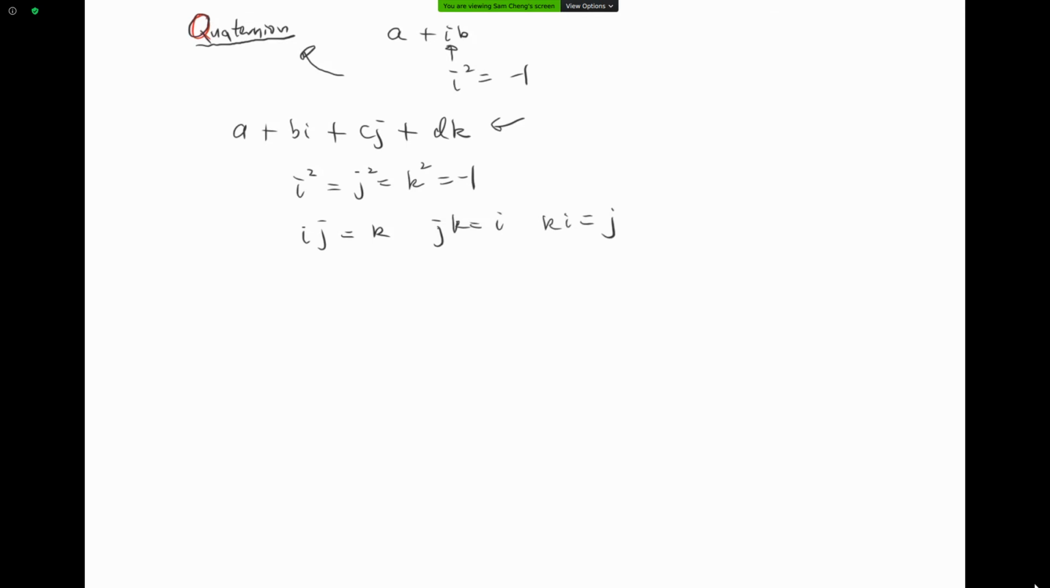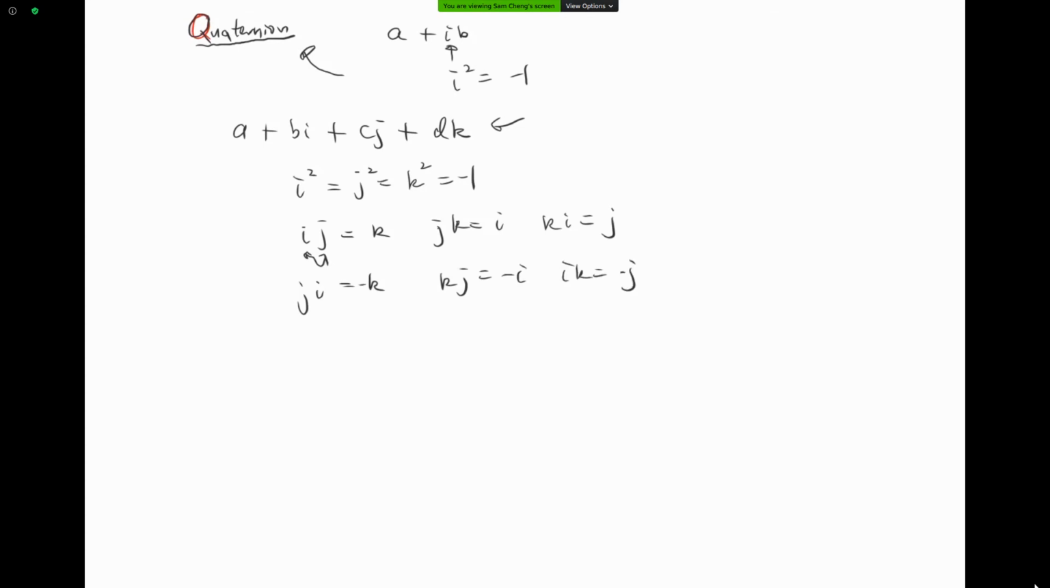Note that this multiplication does not commute. If I swap the order, I don't get the same result. If I have j multiplied by i, I get minus k instead, and k multiplied by j is equal to minus i, and i multiplied by k is equal to minus j.